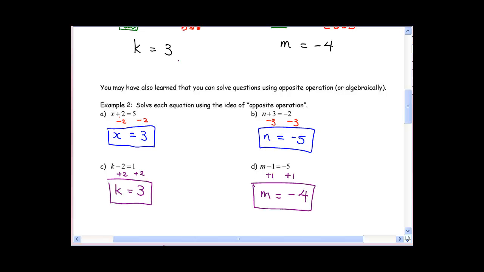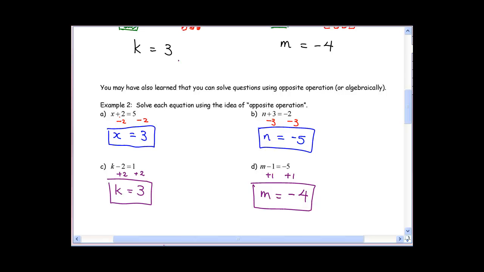So I hope that you won't always be drawing pictures, but I do want you to understand where the pictures come from. In our subsequent studies on algebra, I will be asking you to draw pictures, so you need to learn how to do that. And so that's why I show that to you here as well.